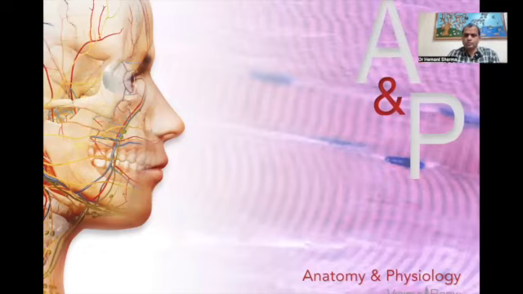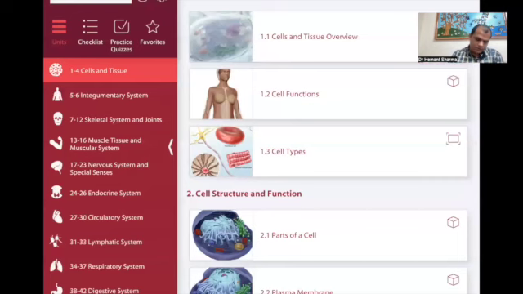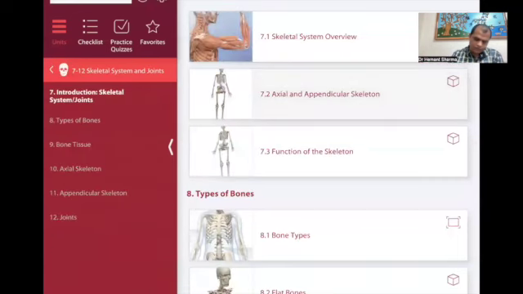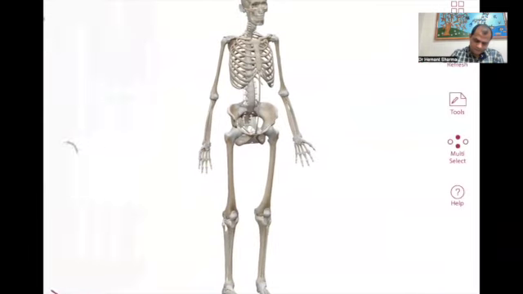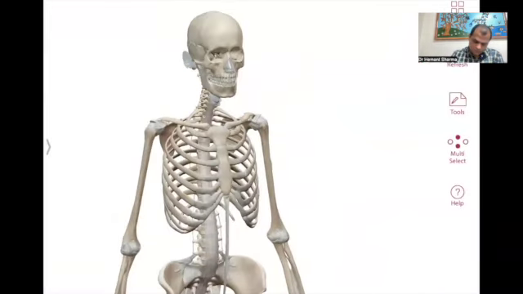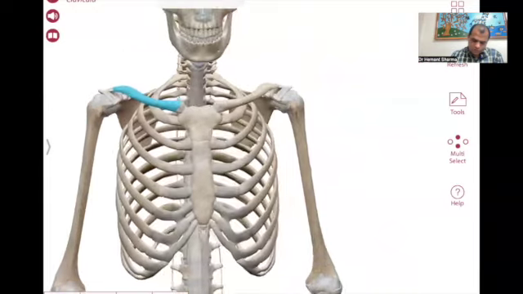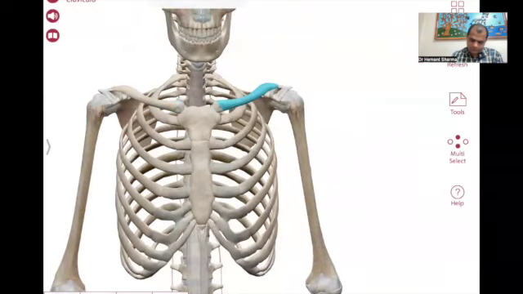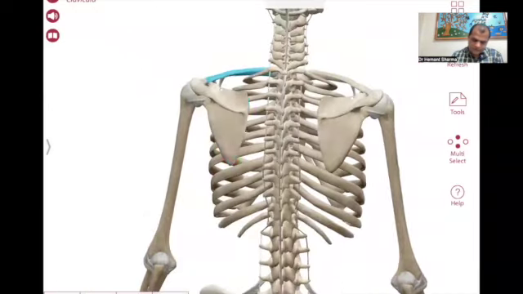So two bones, they are collarbone. We can see from the front side. Look at here. So this is the collarbone number one and this is the collarbone number two. Now we are on the back side. This is the scapula number one and the scapula number two.